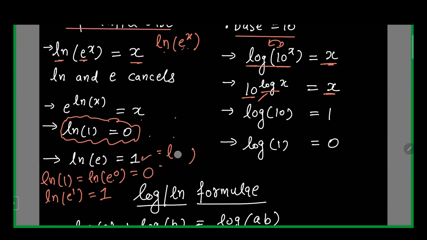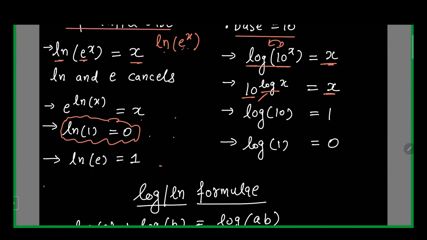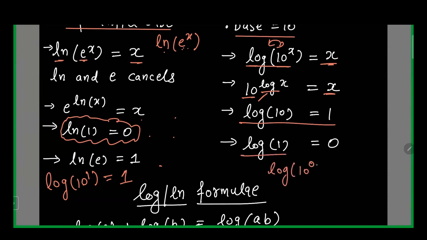Okay, so let's move on to log side. If you see log 10, so log 10 means log 10 power 1. Log and 10 will cancel each other out and you will be remaining with 1. So log 10 is 1. But log 1 is 0. Why? Because 1 can be written as 10 raised to 0, and log and 10 will cancel out and you will get 0.